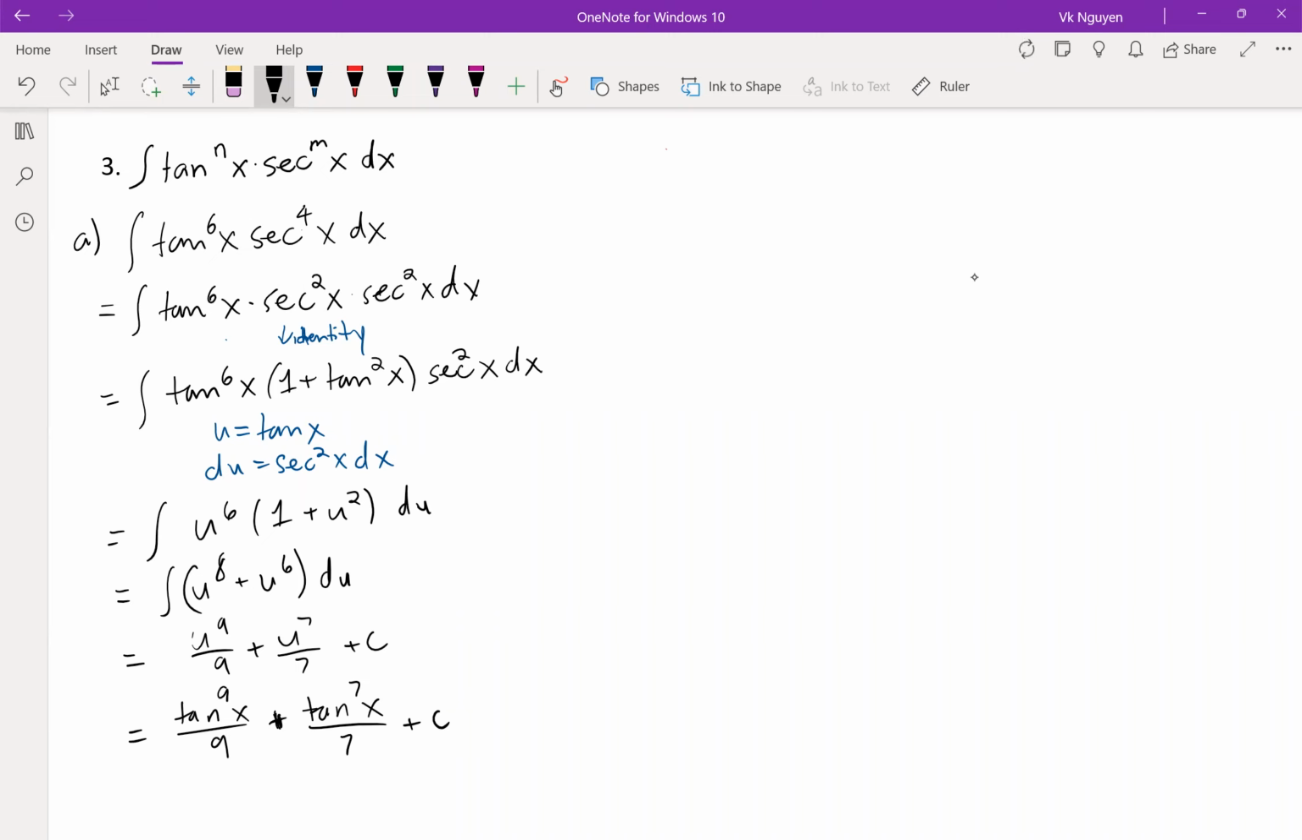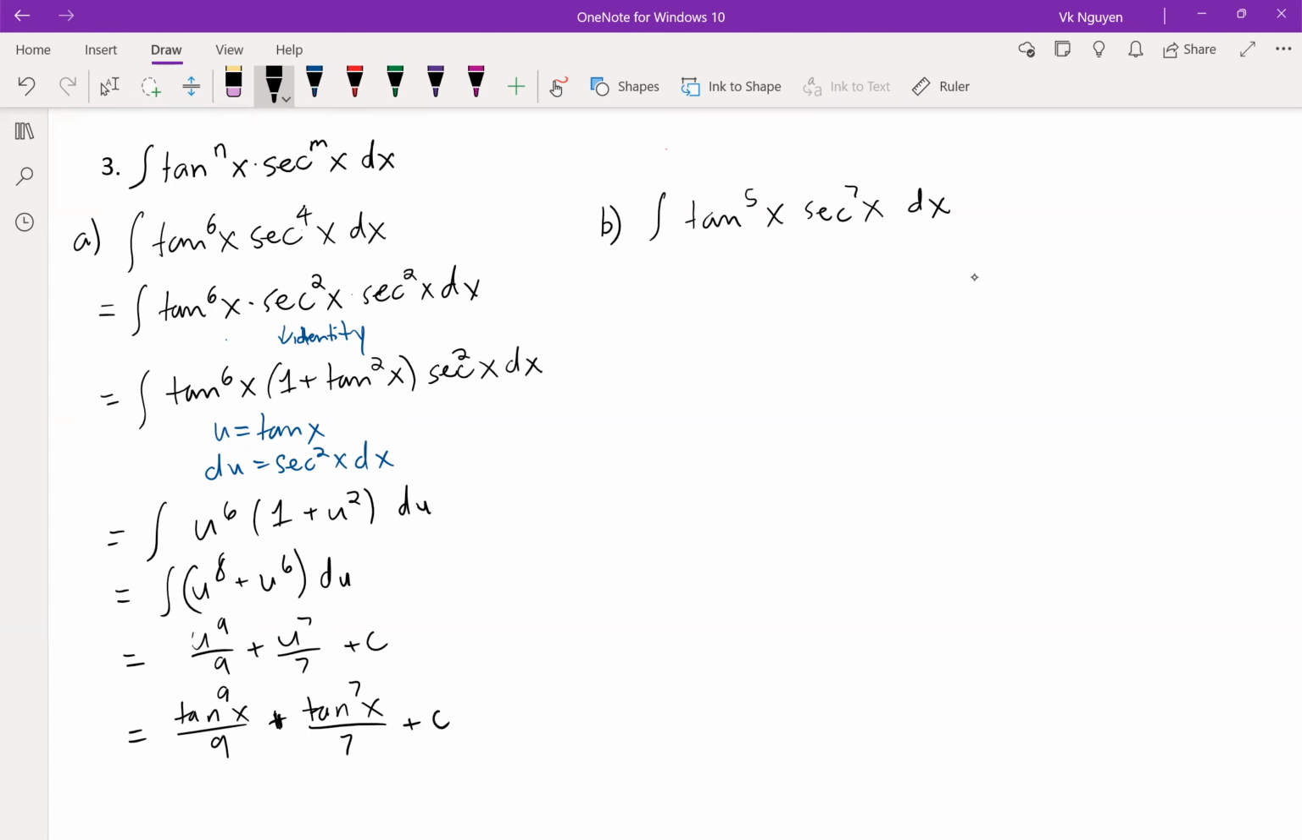Here comes B. In this case, the exponent is going to be odd instead of even. And take a look at integral tangent to the power 5x secant to the power 7x dx. Well, we can only use the identity if the exponent of tangent x and secant x are even, or one of them has to be even.